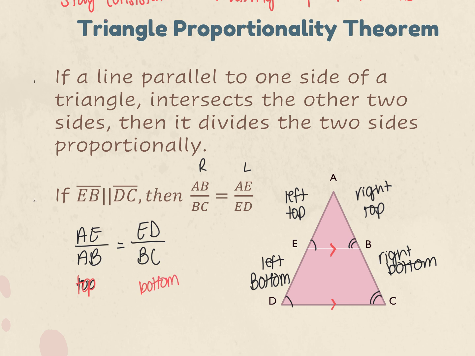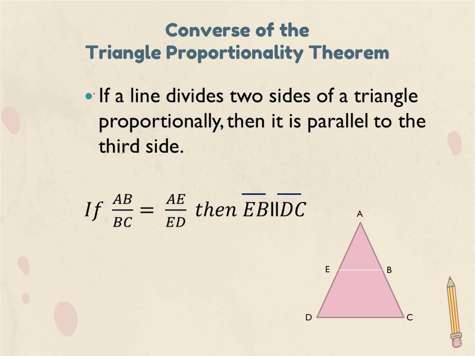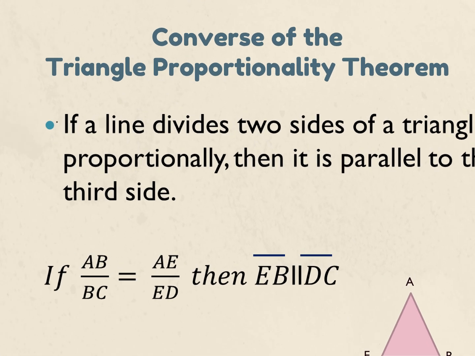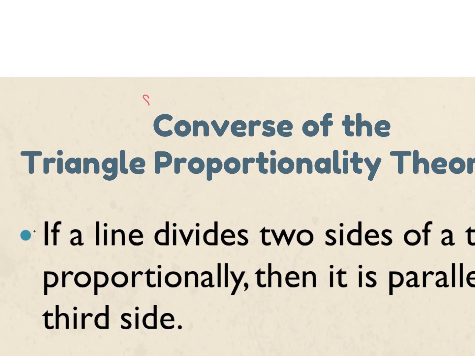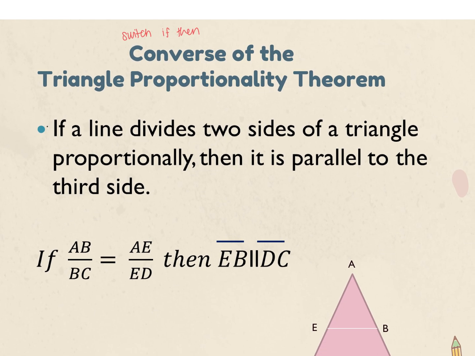Okay, so you have to make sure you're setting it up. Choose one way and stick to it. That's all I have to say so you're not getting confused. Pick one and done. All right, converse of triangle proportionality theorem. Converse, if we forgot what converse is, all you are doing for converse is switching your if-then. So converse means switch if-then. You're just switching your if-then statements.